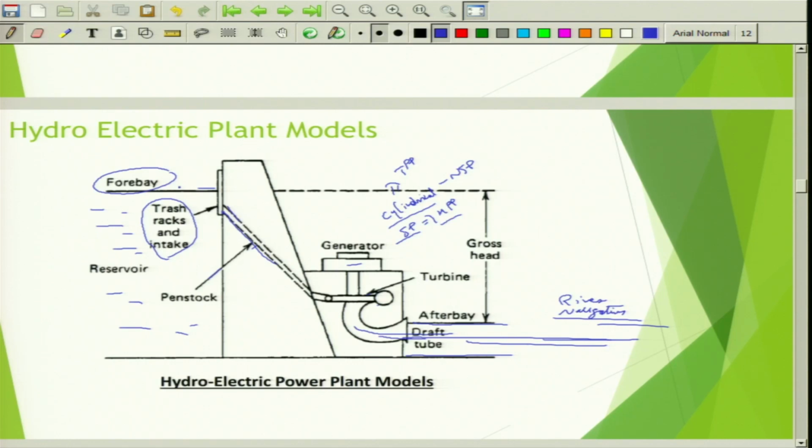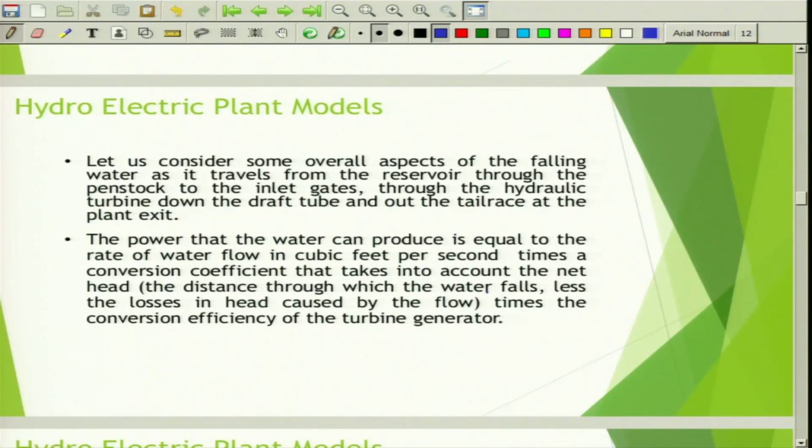So it depends upon the forebay and the afterbay height difference. That's what we call the gross head, right? This is the gross head. Of course, there will also be friction losses that I will discuss. Then you will have a net head, right? So this is what a typical hydropower plant looks like.